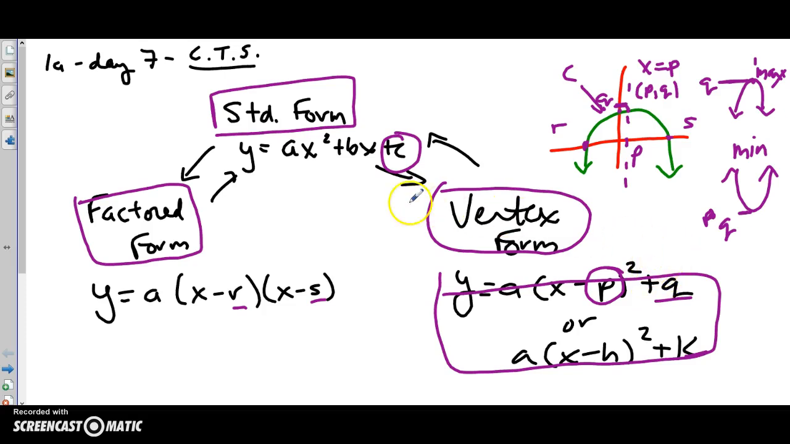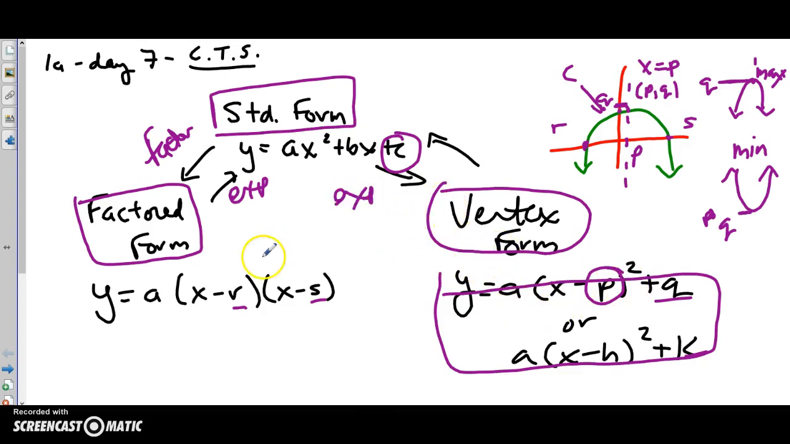Now, the whole thing I'm looking at here is, here are my three different forms: factored form, standard form, and vertex form. How do you go from one to the next? How do you go from standard to factored? You factor. So you factor to go this way, and you expand to go the other way. And if I had vertex form, you open up these brackets here, you square this and multiply by a and add q, and you expand here.